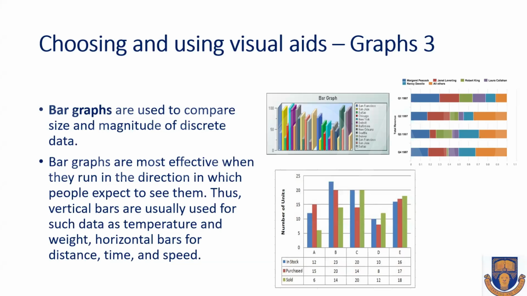So when I'm thinking of weight and size, bar charts are used for comparison. They represent values that you can compare. So if I'm looking at things like weight, temperature, I'll use the vertical. But if I'm looking at speed, time, distance, the horizontal might be better to represent.